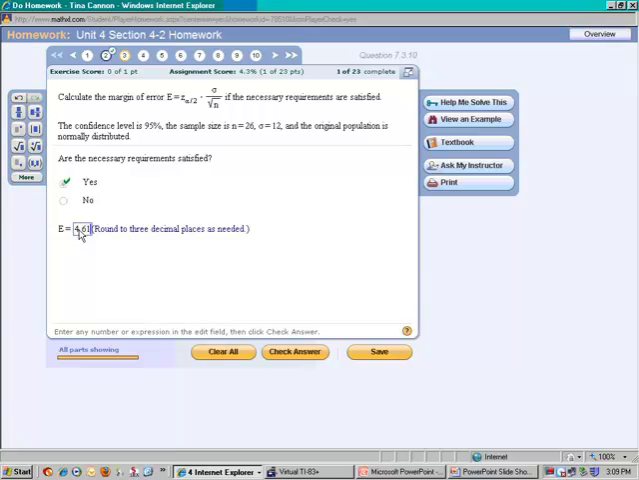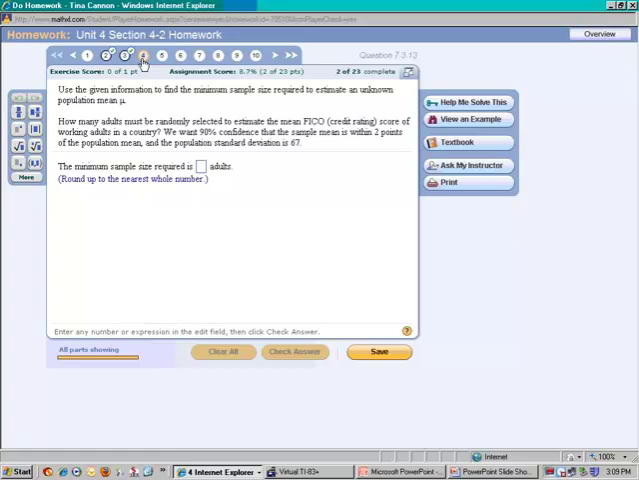4.613. We can check our answer. Okay, so I wanted you to see sometimes it's just going to ask you if the requirements are met to work the problem. If they are, then it will ask you to work the problem. Let's go and look through some of these.